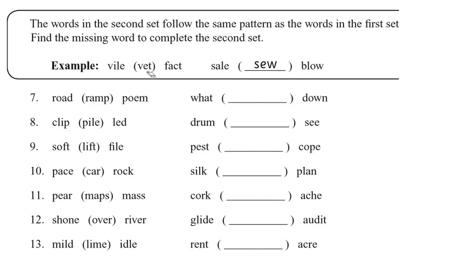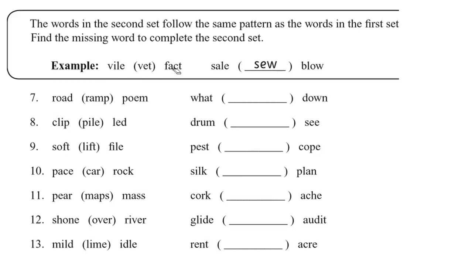For example, here I've got vile and fact, so vile, vet, and fact. So this is the first set. And then this is the second set: sell, sue, and blow. So they say that these ones follow the same pattern as the first ones. Now, find the missing word to complete the second set.